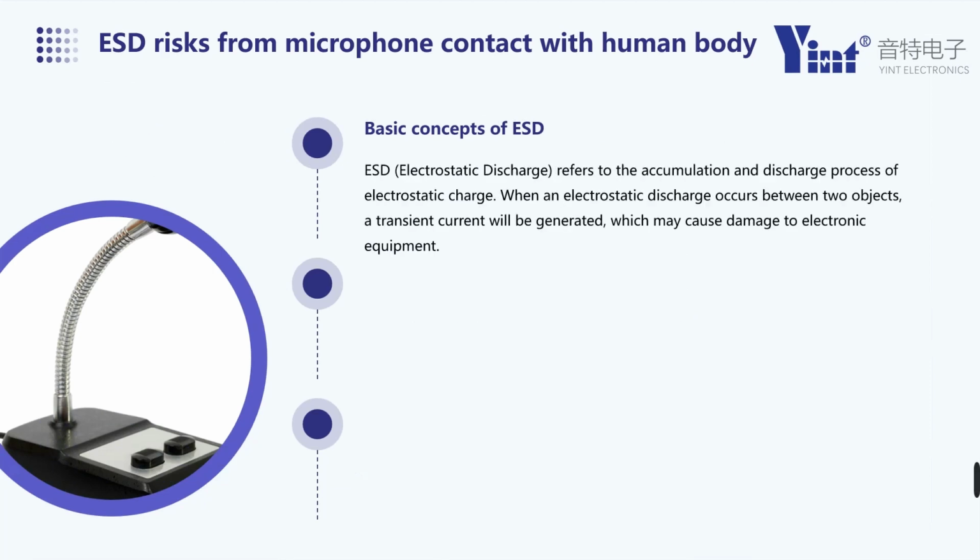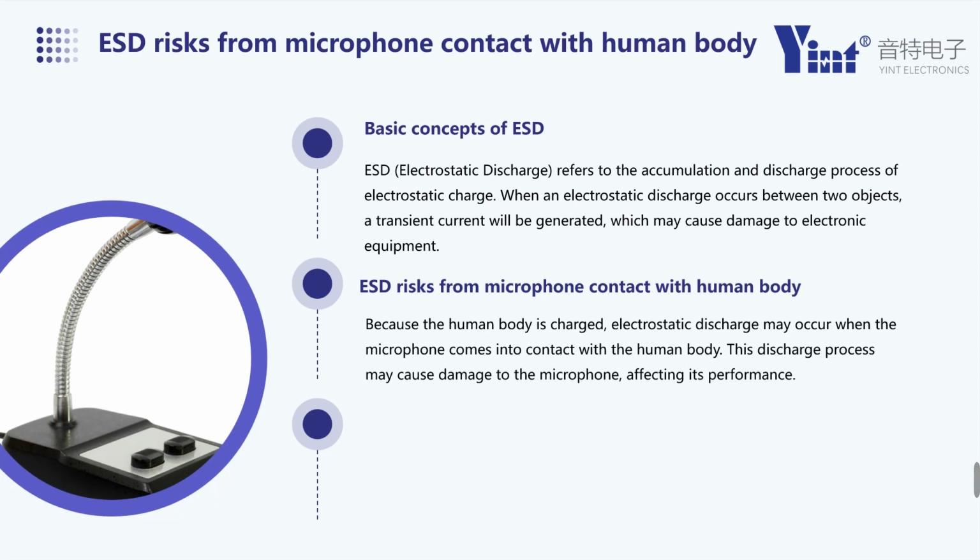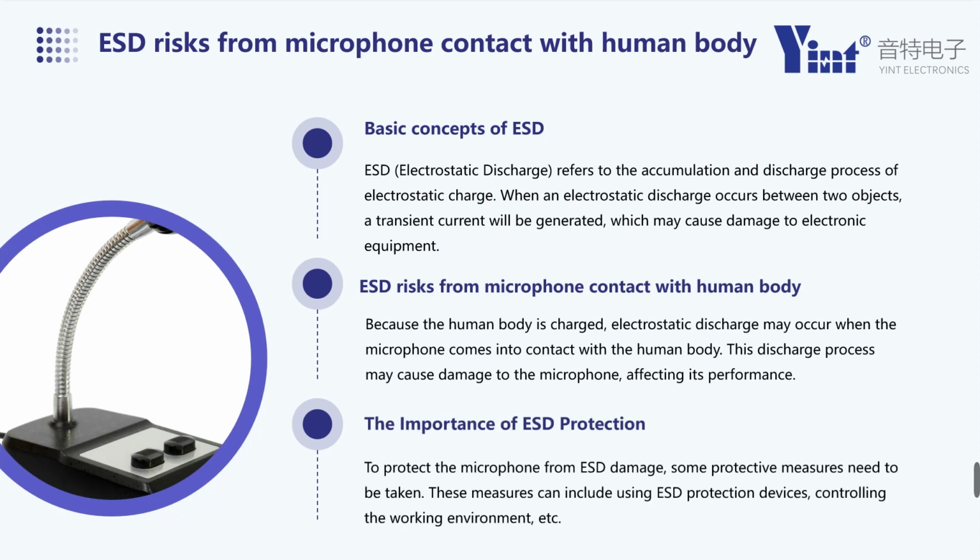ESD risks from microphone contact with human body. ESD refers to the accumulation and discharge process of electrostatic charge. When an electrostatic discharge occurs between two objects, a transient current will be generated, which may cause damage to electronic equipment. Because the human body is charged, electrostatic discharge may occur when the microphone comes into contact with the human body. This discharge process may cause damage to the microphone, affecting its performance.